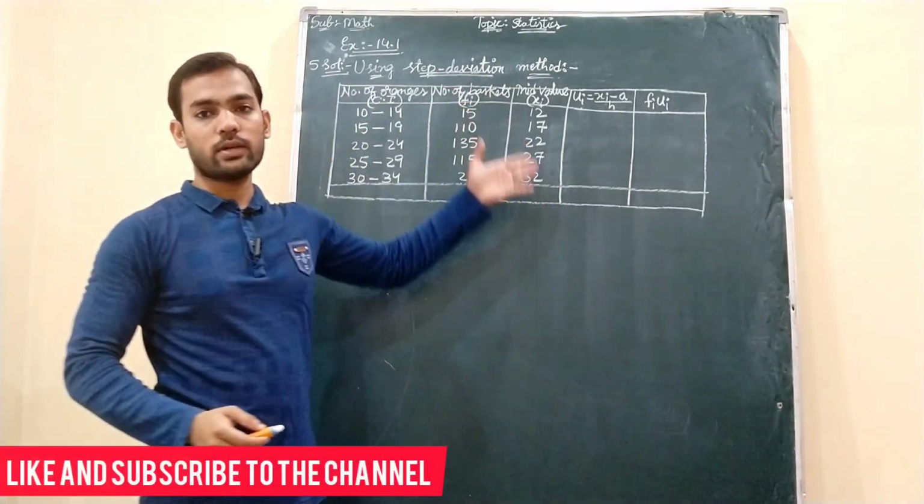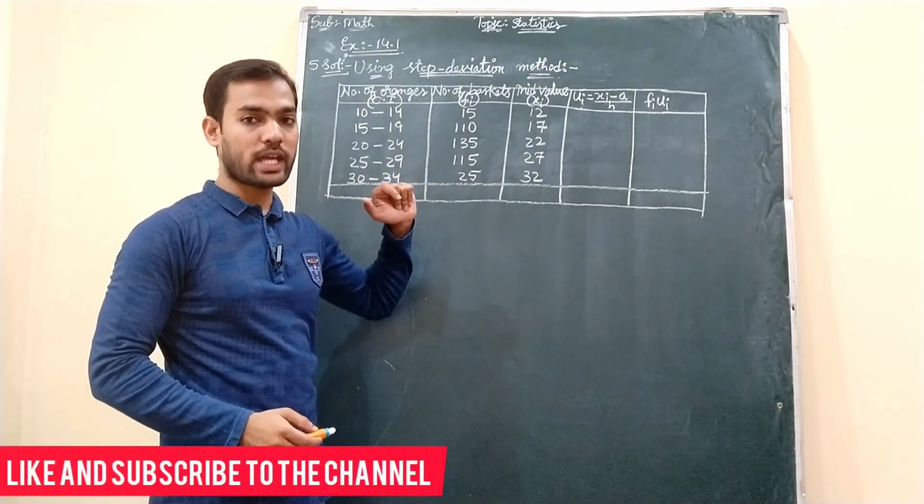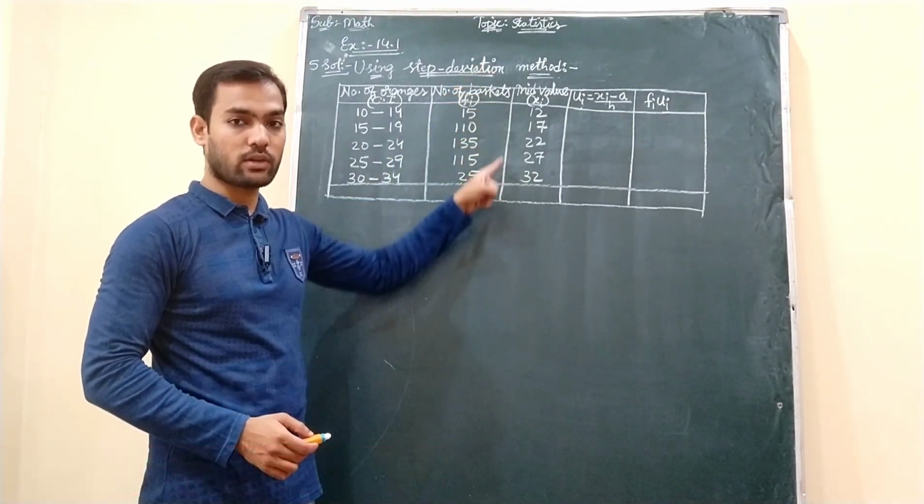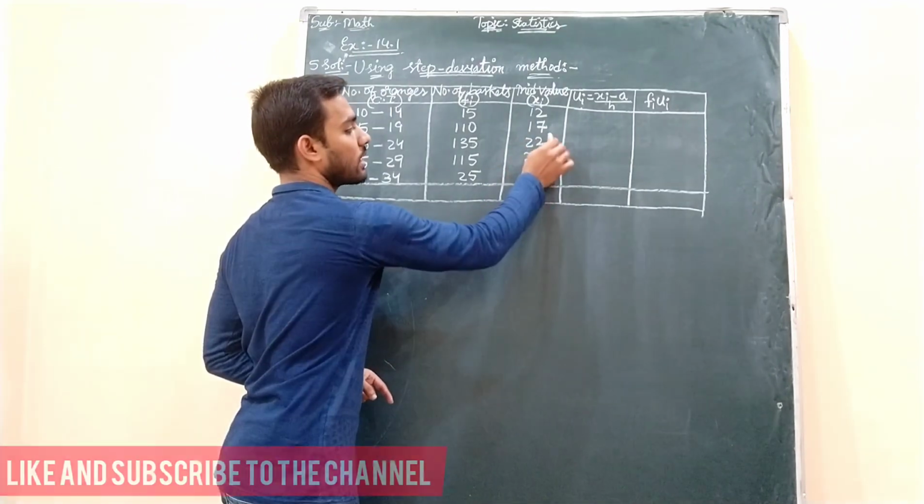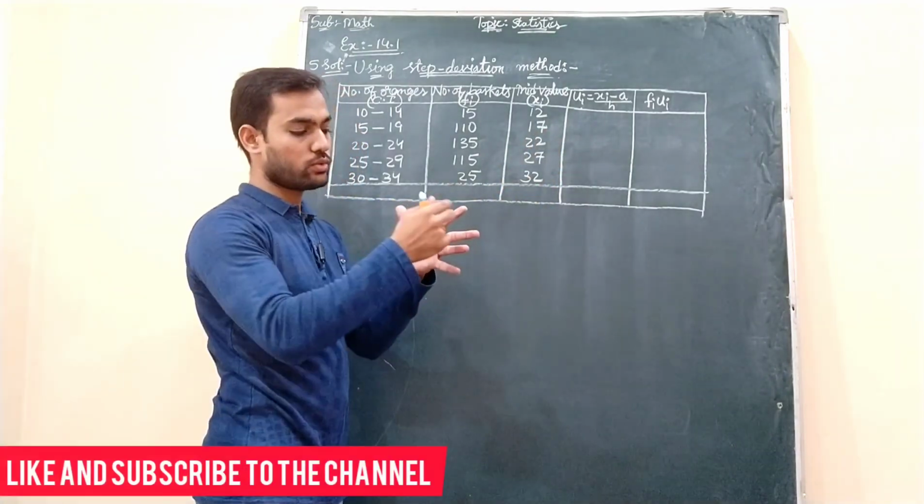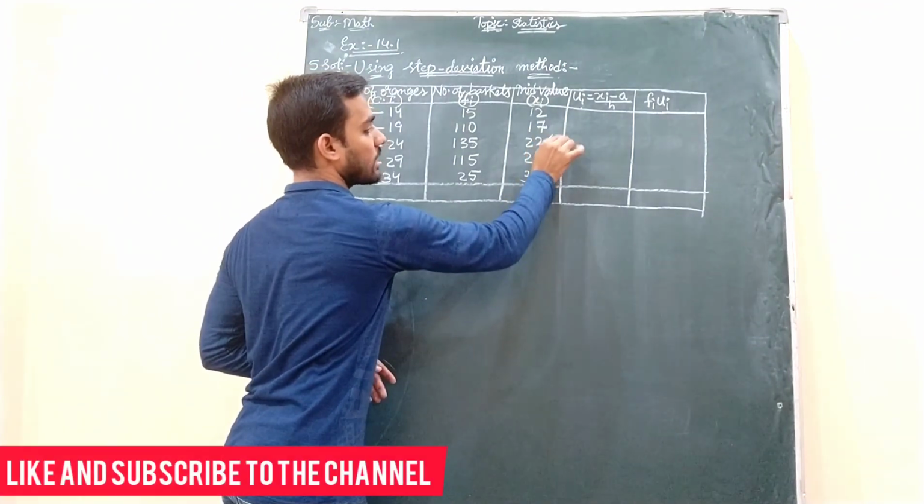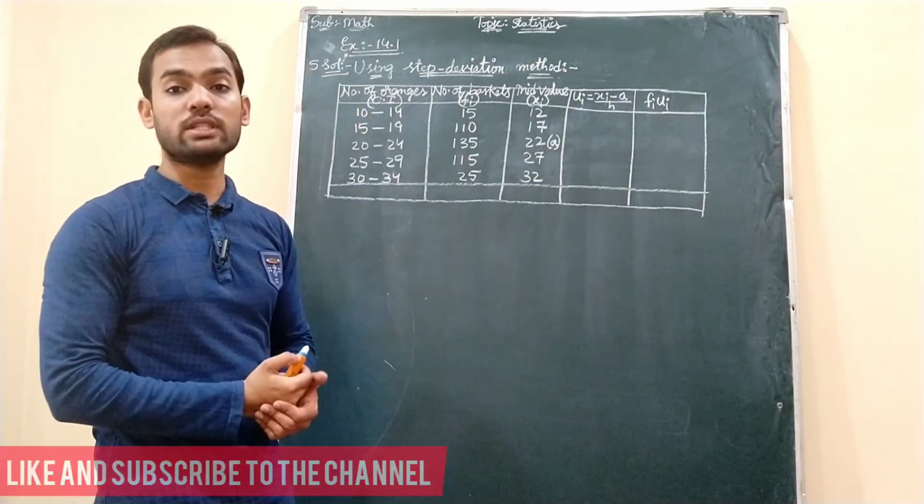Okay? These are your xi values. And as we have discussed yesterday, we need to take a value among this xi column. So this is the middle one, right? There are 5 values. So 2 up, 2 down. So the middle one that we will take as A. A is nothing but assumed mean.